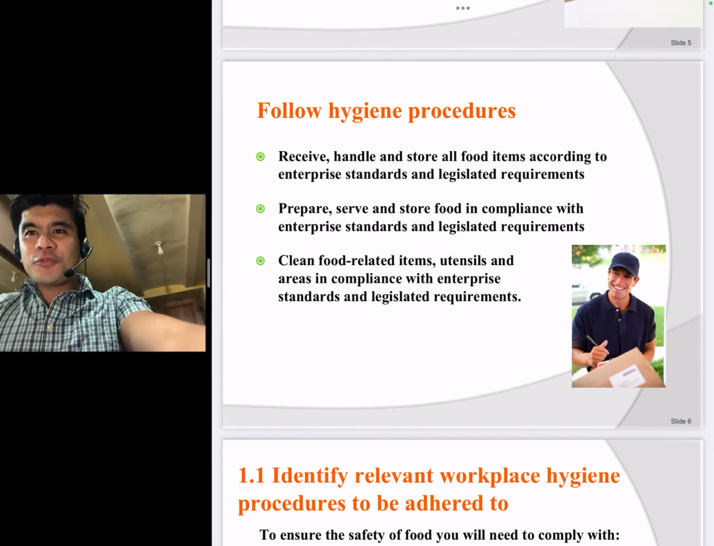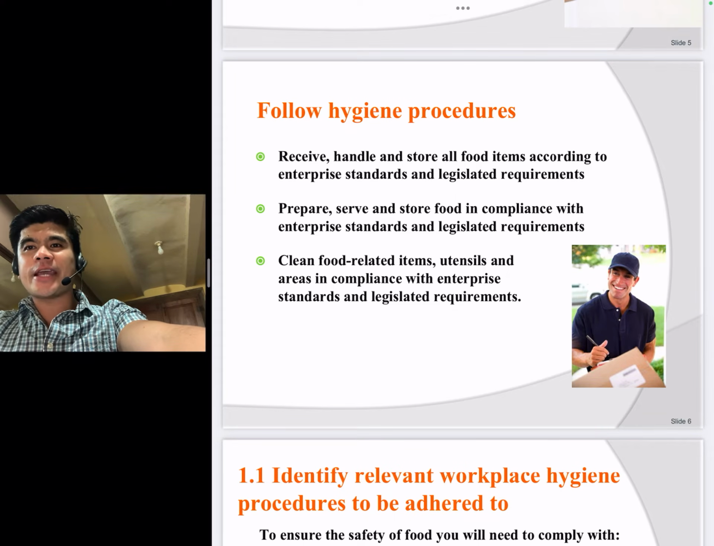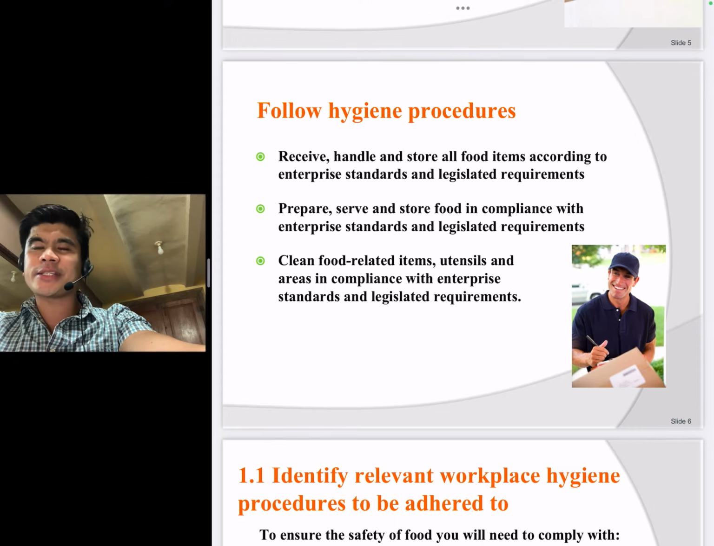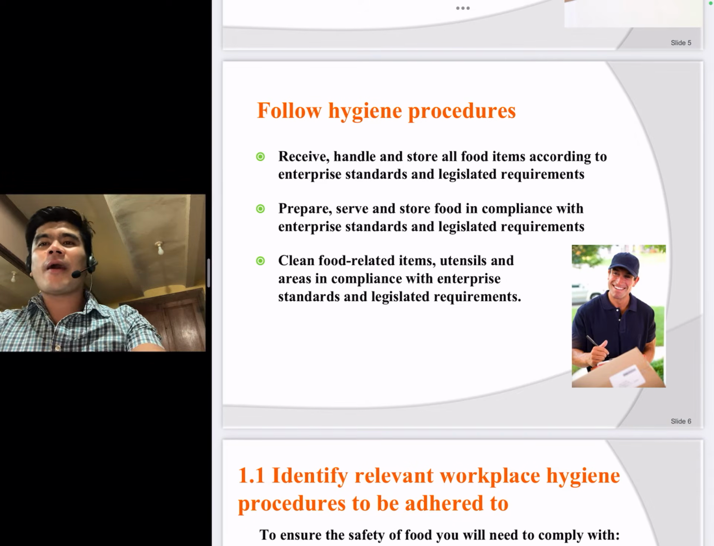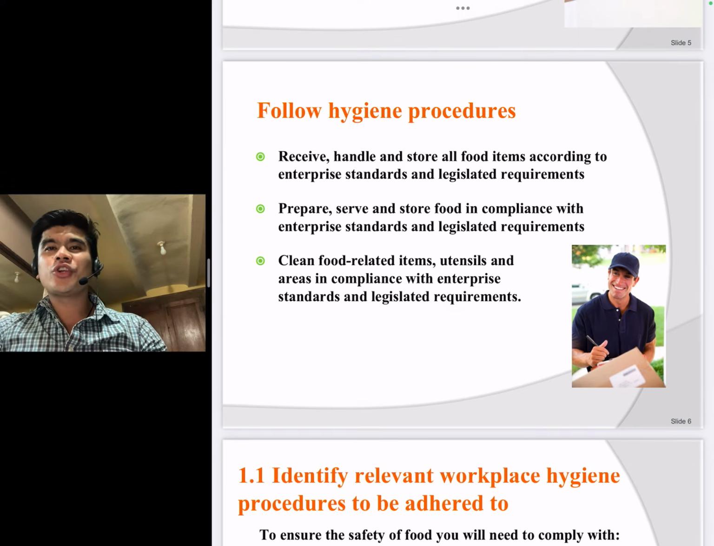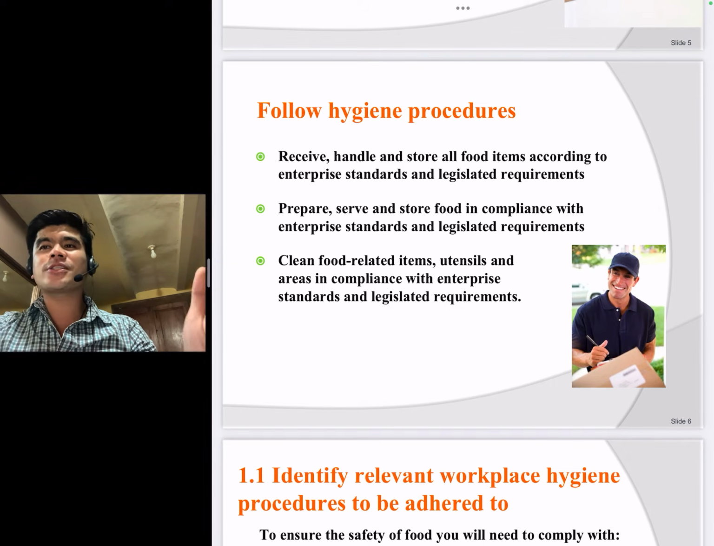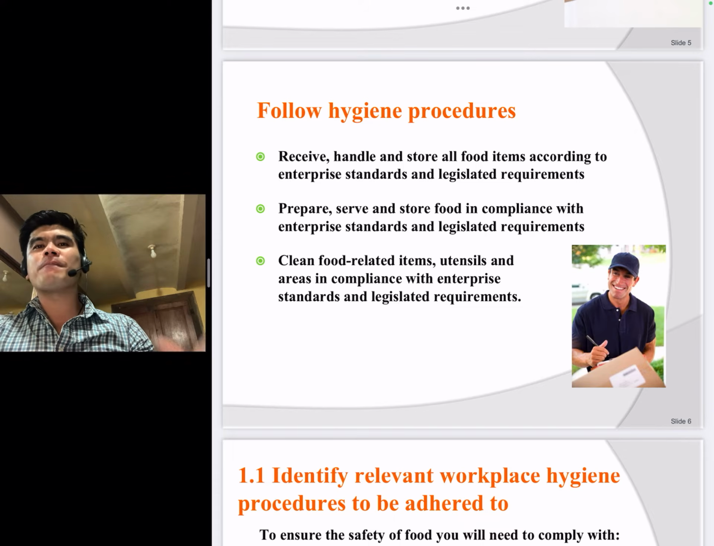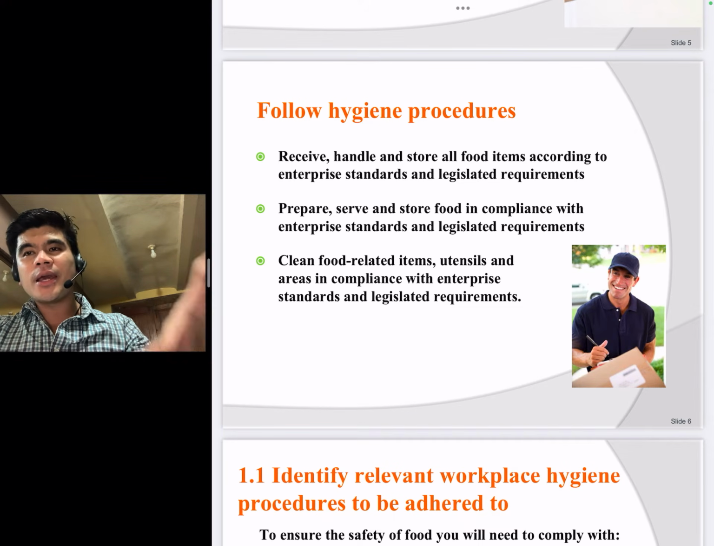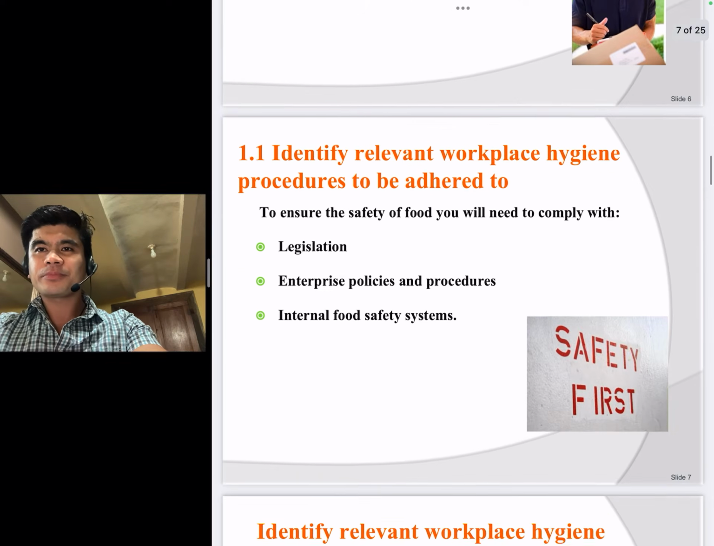Next, clean food related items, utensils, and areas in compliance with the enterprise standards. So basically, anything that you handle should be based on the laws, should be based on the requirements of both the owner of the company and the national government standards.